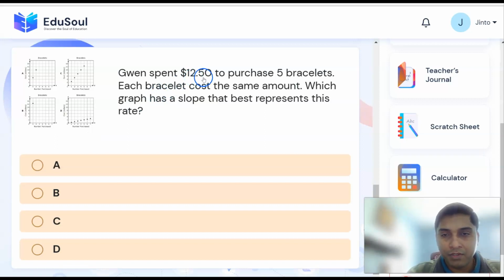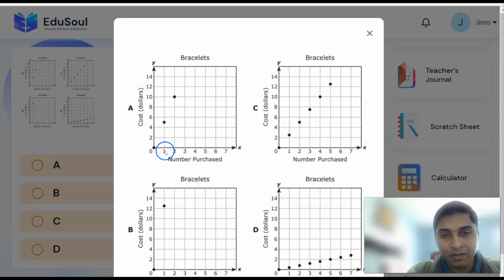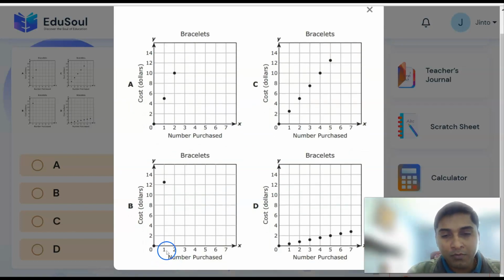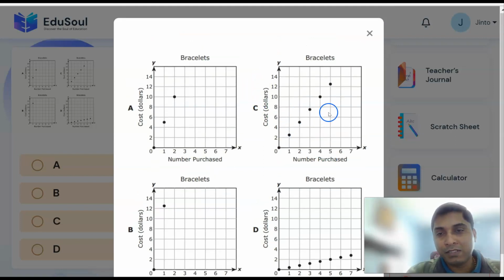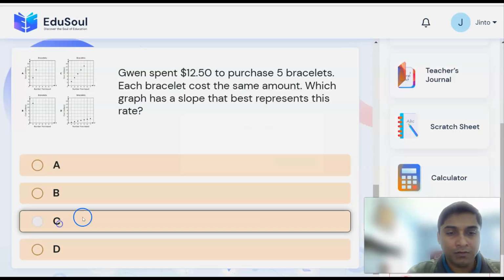He spent $12.50 for 5 bracelets. Each bracelet costs the same amount, so you have to find the unit rate, dividing with the calculator, or 2.5 times 5 is actually 12.50. Therefore the price of one bracelet is 2.5. Only then can you select the right option. The price of one bracelet is 5 on the A option. The price of one bracelet is 12.5 on the B option. The price of one bracelet is 2.50 on C. Therefore C is our right option for this one.